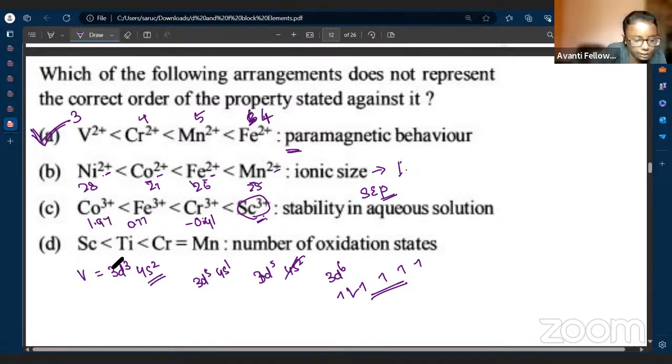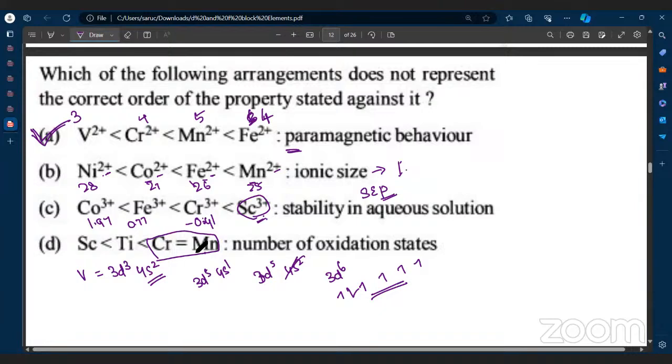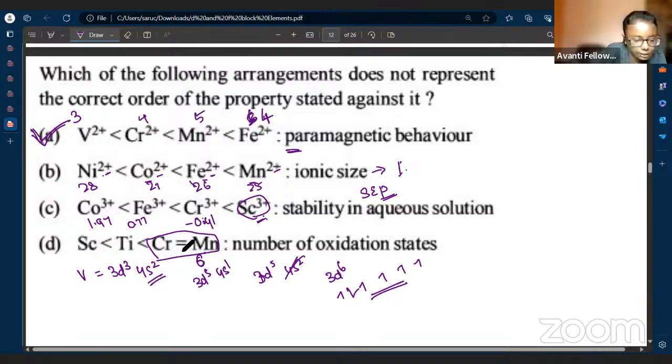Scandium, titanium, chromium, and manganese, the number of oxidation states. When you see here, manganese has oxidation states of +2, +3, +4, +5, +6, +7. And for chromium, the number of oxidation states is going to be the same. So this order is also right. So the incorrect option is option A.